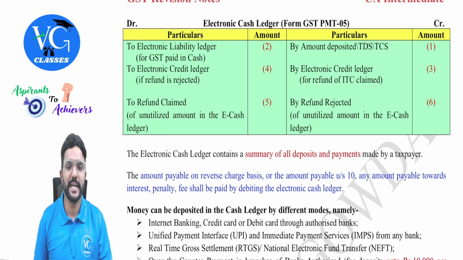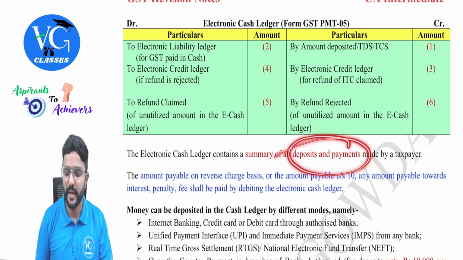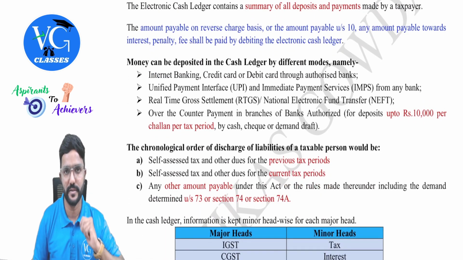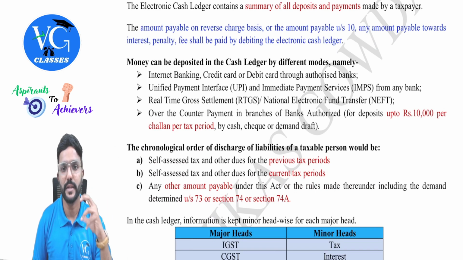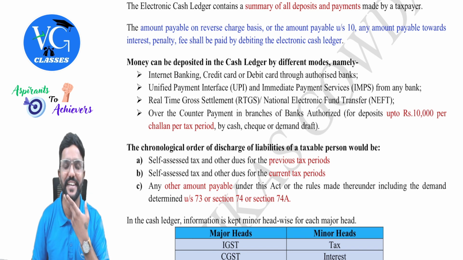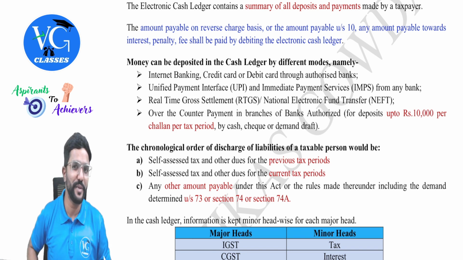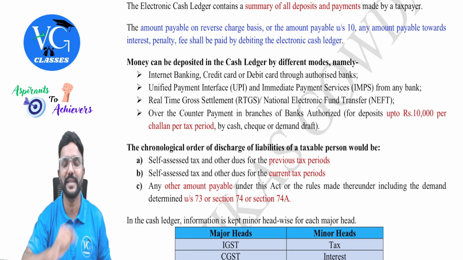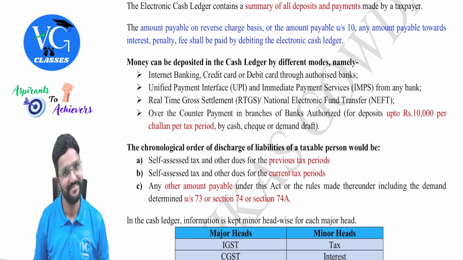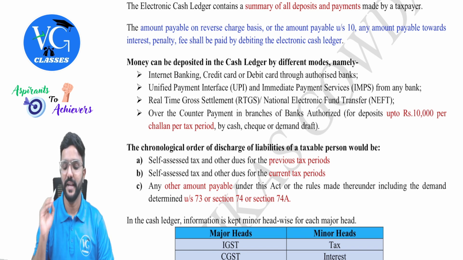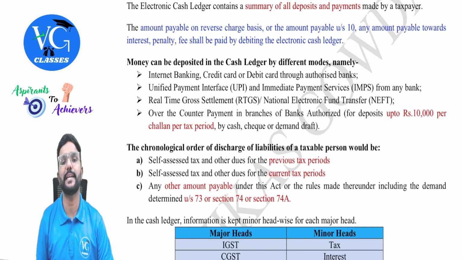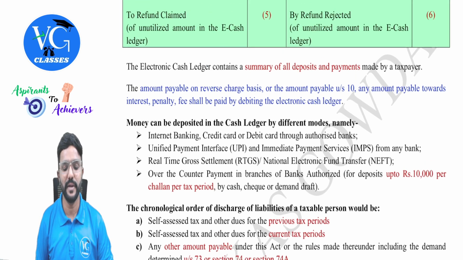The electronic cash ledger contains a summary of all the deposits and payments made by a taxpayer. Yes. And the amount payable on reverse charge basis, that is on inward supply, or the amount payable under section 10. Guys, for the composition supplier, there is no credit. Whatever is his output tax, he has to pay out of his own pocket. Means the entire output tax has to be paid through electronic cash ledger by the composition supplier. Got it? Yes. And any amount payable towards interest, penalty, or late fee shall be paid by debiting the electronic cash ledger. So simple, sir.